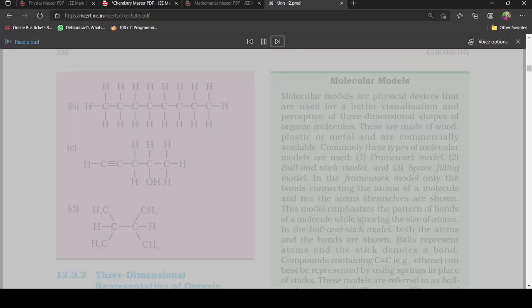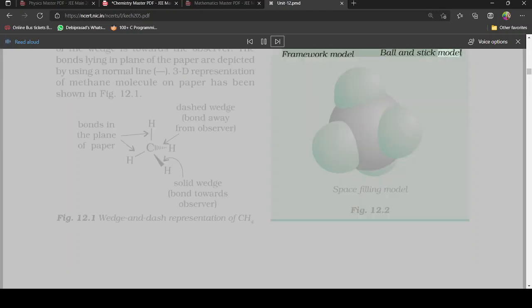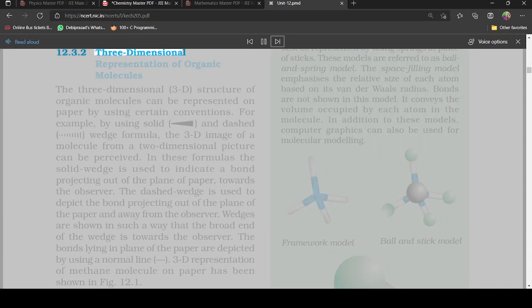330 Chemistry. Framework model, ball and stick model, space filling model. Fig. 12.2. Three-dimensional representation of organic molecules. The three-dimensional (3-D) structure of organic molecules can be represented on paper by using certain conventions.